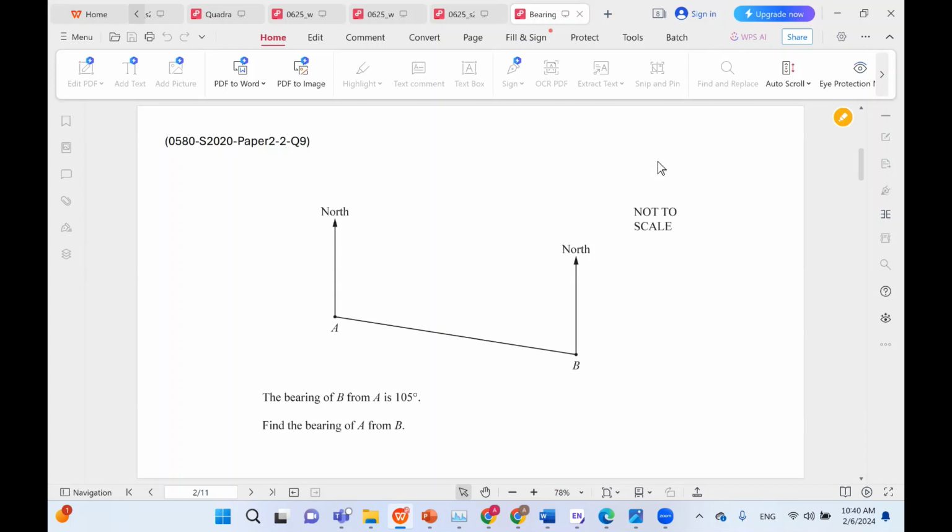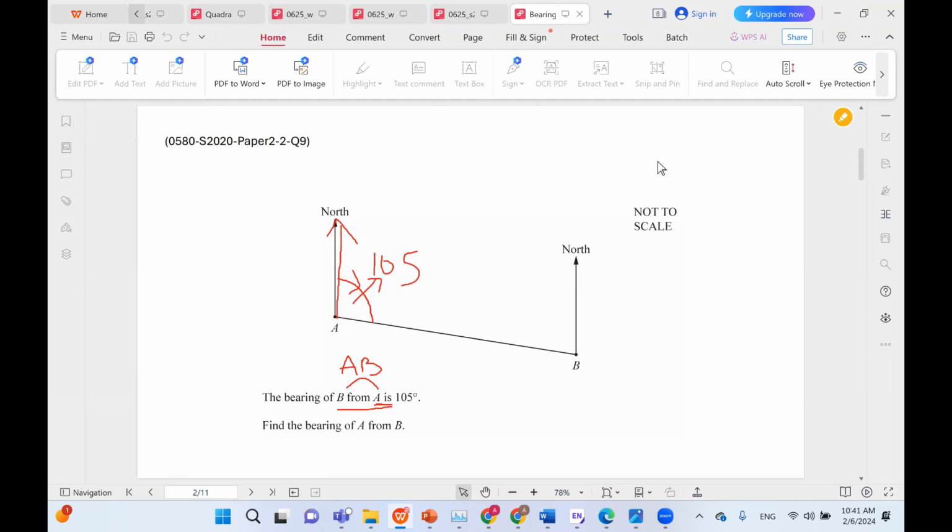So the bearing of B from A means that we take the letter that is after the word from, and we draw a north. Here it's already drawn for you, but it's important to be able to realize where to draw the north. And then we move clockwise until we reach the line that joins these two letters. So we want to reach the line AB. And this angle here is 105. It's important to realize that we're always moving in the clockwise direction.